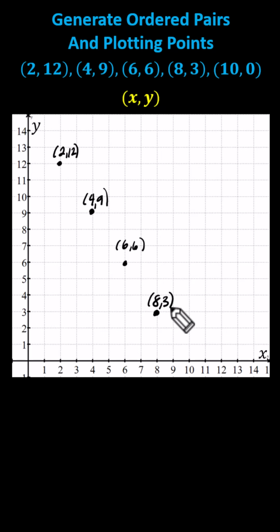And finally, we have the ordered pair 10, 0. From the origin, we move right 10 units and up 0 units. This is the location of the point with coordinates 10, 0. Notice the point is on the x-axis.